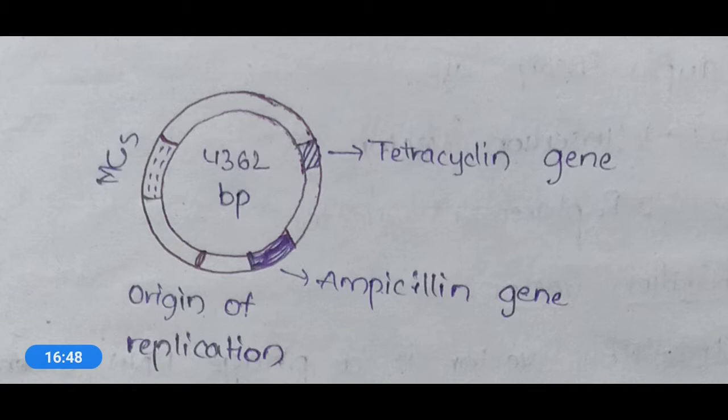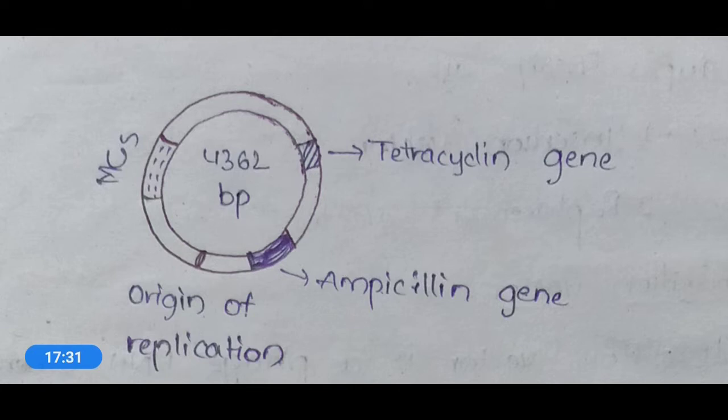Okay, that means the pBR322 plasmid is made up of 4362 base pairs, and of course it has two selectable genes. Here the tetracycline gene and the ampicillin gene are regarded as selectable genes. These are the two genes which will show resistance towards tetracycline and ampicillin antibiotics. These are the two selectable genes.